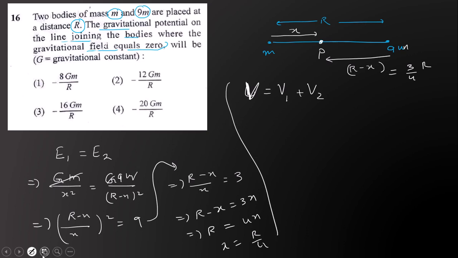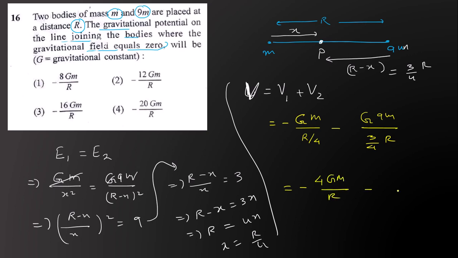Now I will continue the calculation. Gravitational potential for a point particle is given by minus G m by distance. In this case it is r by 4 and G 9m divided by 3 by 4 r. So this will be equal to minus G m divided by r, this 4 will go up, 3 will be cancelled with this 9, so this will be 12 G m divided by r. So I think the answer will be minus 16 G m divided by r. So let's move on.